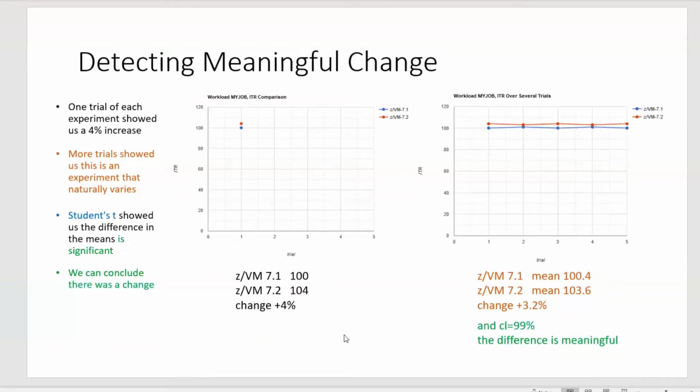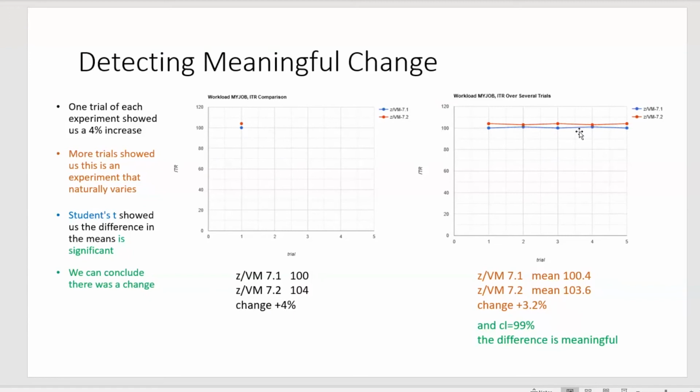So let's take a look at another scenario where once again we ran 7.2 and we ran 7.1 on our workload called My Job, and it looks like 7.2 was 4% better. Having been a little more well informed, we go back to the laboratory and we say, okay, we're going to run 7.2 5 times and we're going to run 7.1 5 times, and we got these curves instead. When you look at this with your eye, you say, well, look, 7.2 kind of hovers above the 7.1 line almost all the time.